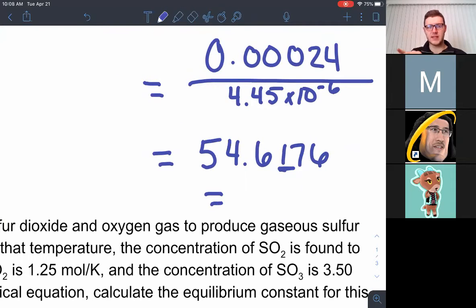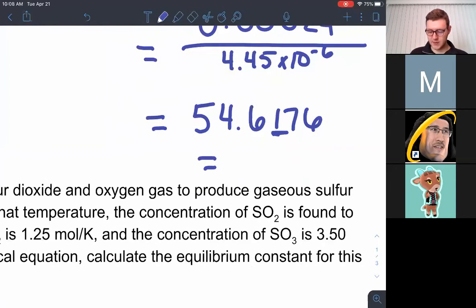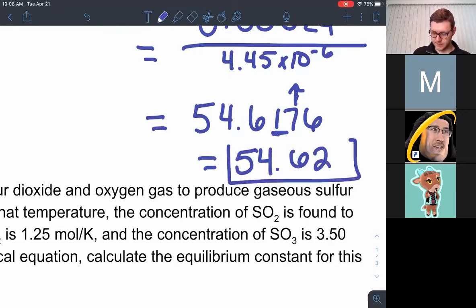Do we round up or does it stay the same? Stays the same. Careful. So the 7 is what tells us. Oh, so it rounds up then. So it rounds up to 54.62 for our answer here. So that's all we need to do for that first problem.